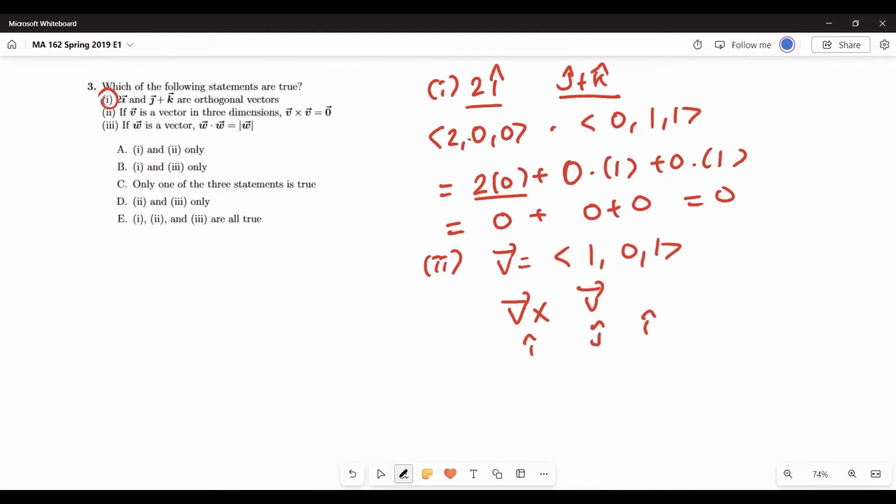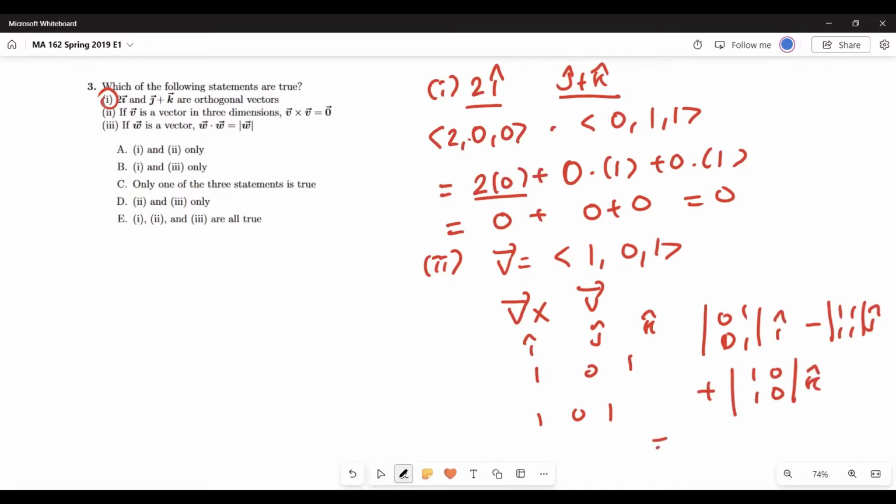So we set up i, j, k, 1, 0, 1, 1, 0, 1. This becomes the determinant of 0, 1, 0, 1 times i, minus the determinant of 1, 1, 1, 1 times j, plus the determinant of 1, 0, 1, 0 times k. If you do the cross product, this becomes 0i minus 0j plus 0k. So this all becomes 0, so it becomes the zero vector. So that is right. So 1 and 2 are right.